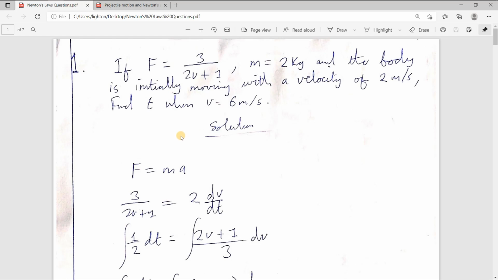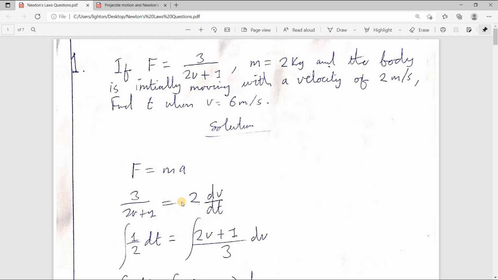Now, looking at the solution, we know that force is the product of mass and acceleration, which is just force, 3 over 2v plus 1 on the left, is equal to ma. M is just 2, acceleration is dv over dt. So what do we do now?